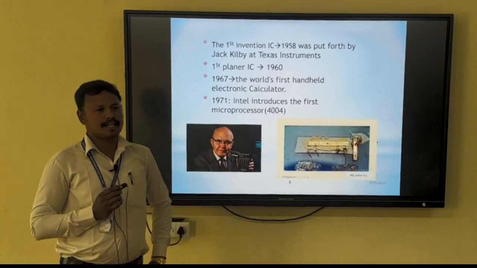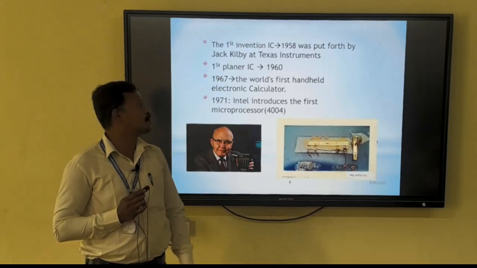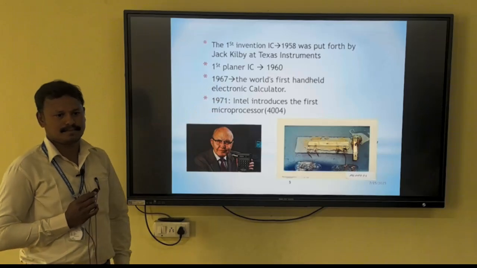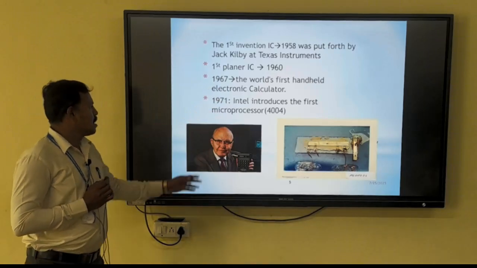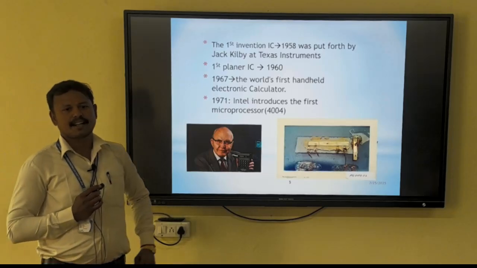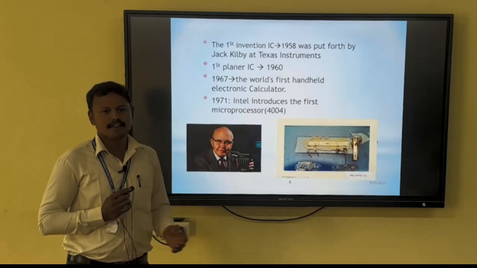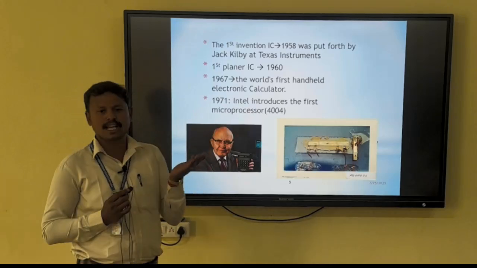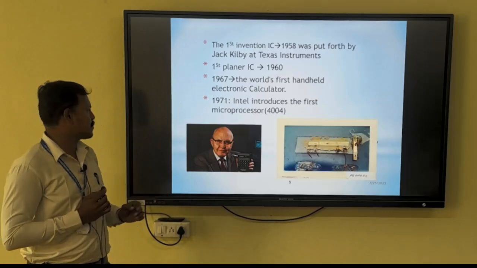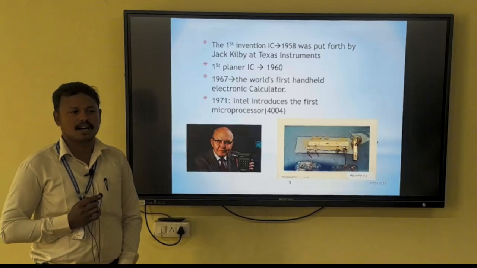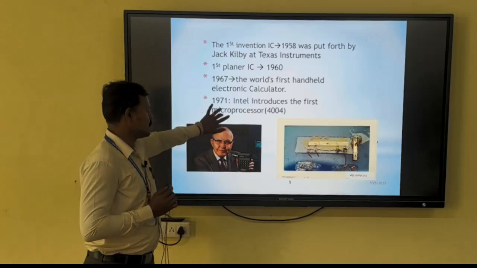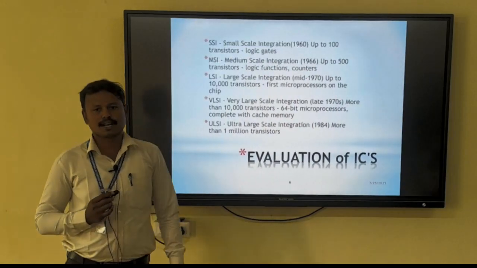The first IC was invented in 1958 by Jack Kilby at Texas Instruments. The first planar IC was introduced in 1960, and in 1967 the world's first handheld electronic calculator was introduced. In 1971 Intel Corporation introduced the microprocessor 4004. Evolution of IC.